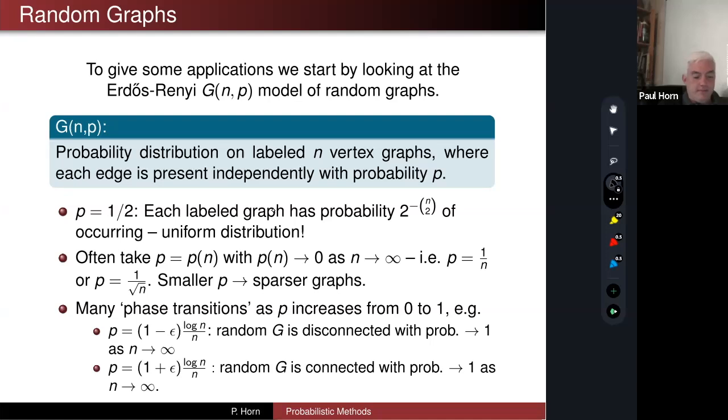So for instance, if I take p a little bit smaller than log n over n, and I take a random graph from this distribution, then almost certainly it will be disconnected. If I take p just a little bit bigger than log n over n, then almost certainly it will be connected. And there's all sorts of fascinating stuff here. This is a topic in and of itself. But let's see a little bit how these inequalities can help me understand things.